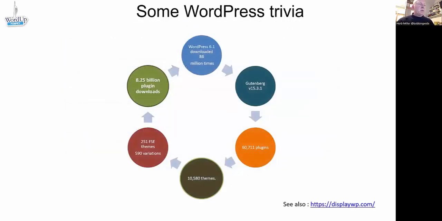Right. Bits of trivia. WordPress 6.1 has been downloaded 86 million times. That's going to change in a couple of weeks' time. Gutenberg's latest version is 15.3.1. 60,000 plugins, 10,580 themes, of which 251 or 252 are full site editing ones. And the total number of plugin downloads from WordPress.org since time began was 8.25 billion downloads of plugin versions, 525 million of them being WordPress SEO.